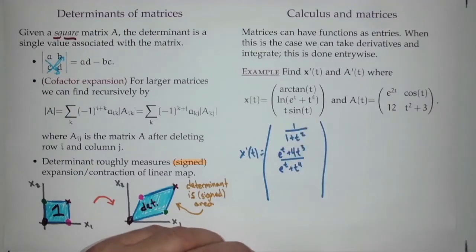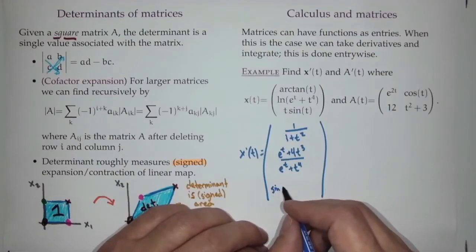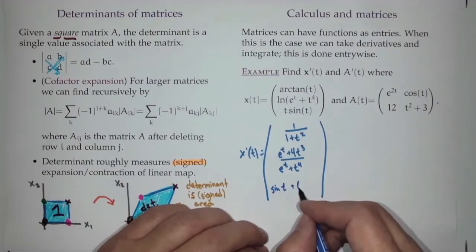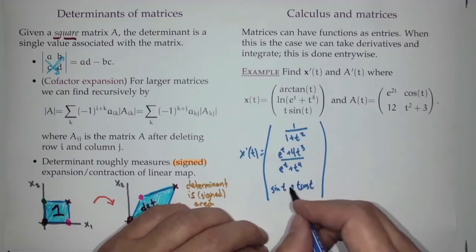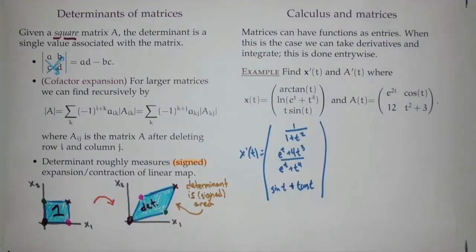All right, derivative of t sine t. What would that be? Sine of t plus t cosine t. Okay, that sounds right. What rule is this? Product rule. So it's really the same rules because everything's happening entry by entry. So there should not be too many surprises.